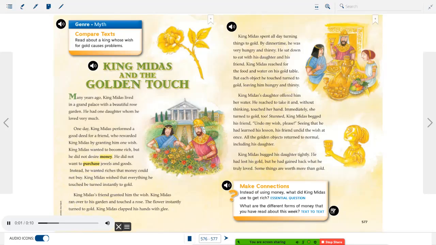Make connections. Instead of using money, what did King Midas use to get rich? What are the different forms of money that you have read about this week?